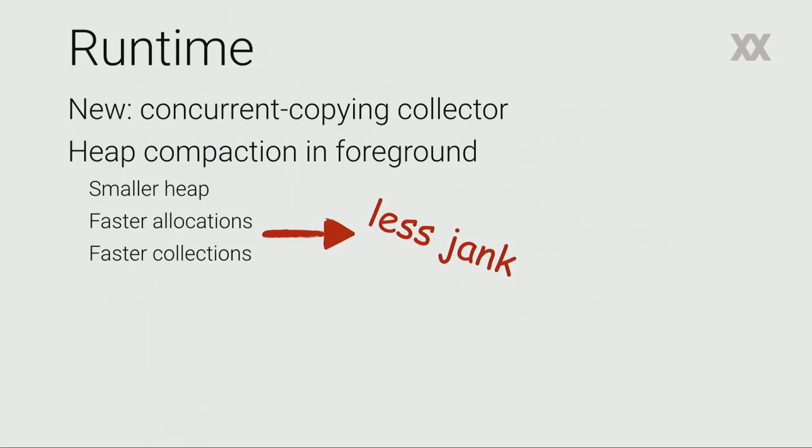There's also a new, faster mechanism for allocations. It can just do bump pointer allocations, which is way, way faster. Collections are faster, and all of this essentially results in less jank for you.